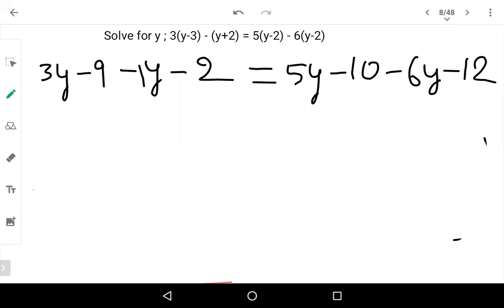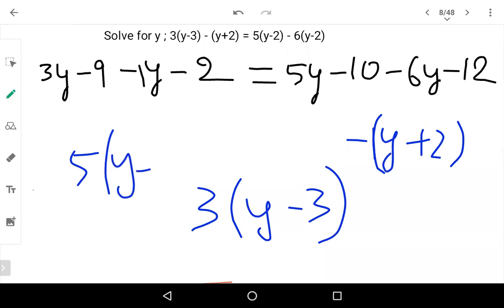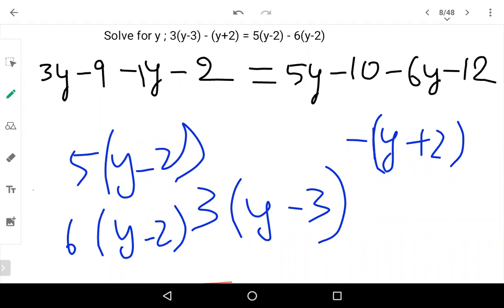So we took each of the expressions, that is 3 into y minus 3, and then we took minus y plus 2, which is nothing but minus 1 we multiplied here. Like this we took each of the expressions, then 5 into y minus 2, then 6 into y minus 2, and we came to this complete expression here. Now let us move on to the next step.